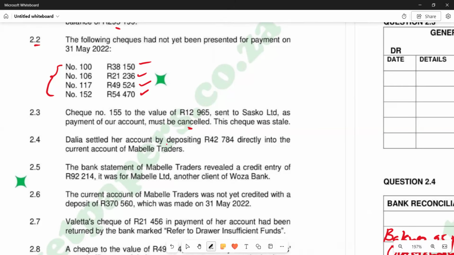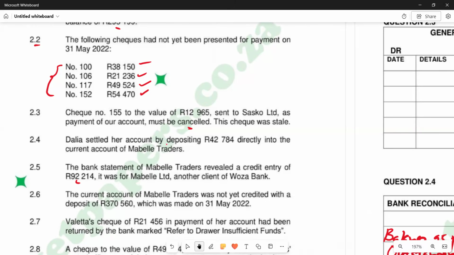We go to the next one, 2.5. The bank statement of Mabele Traders reflected a credit entry of 2,214. It was for Mabele Limited, another client of the bank. So this amount was not supposed to be reflected on our bank statement because it's not for us, it's for Mabele Limited, as we are Mabele Traders. So what does it mean? We have to remove this entry.